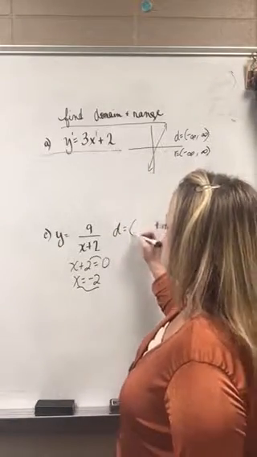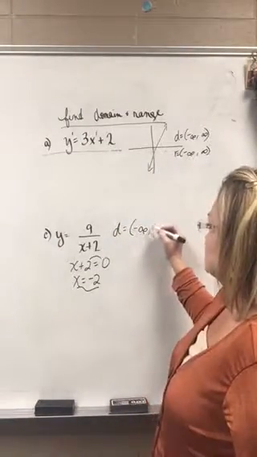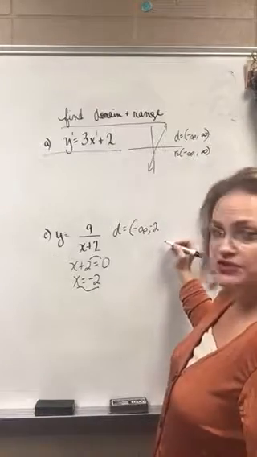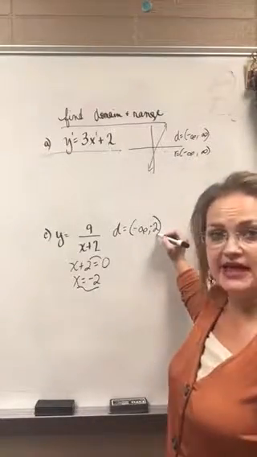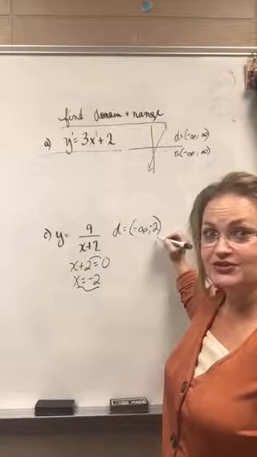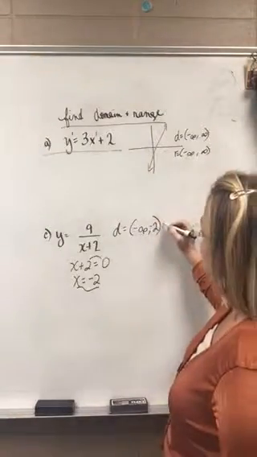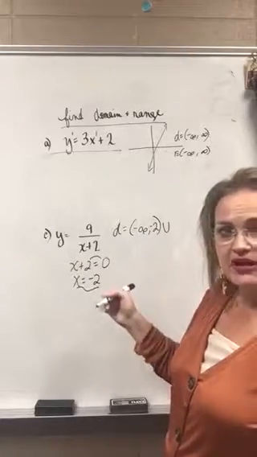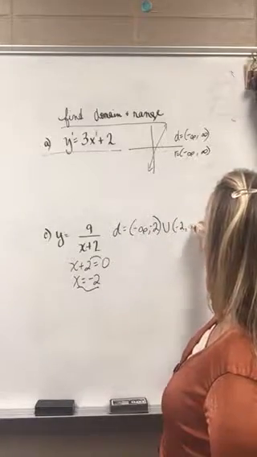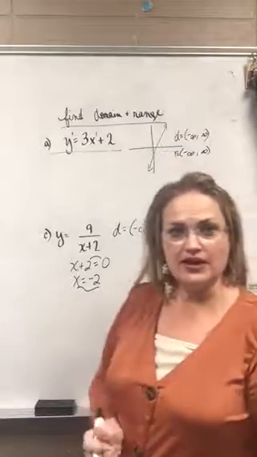So the way we write that is we say negative infinity up to negative 2. We put a parenthesis to say I'm not going to touch negative 2 or include it. The parenthesis excludes that endpoint, but goes just up next to it. Then union, we pick up on the other side of negative 2 and go to positive infinity. So that's how we write out our domain.